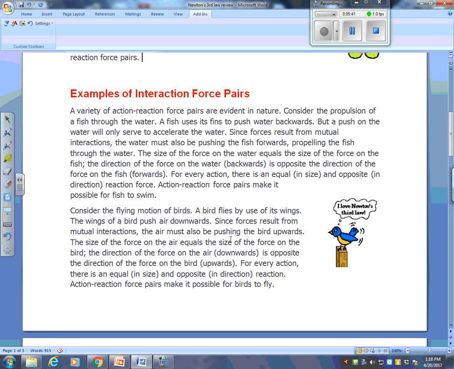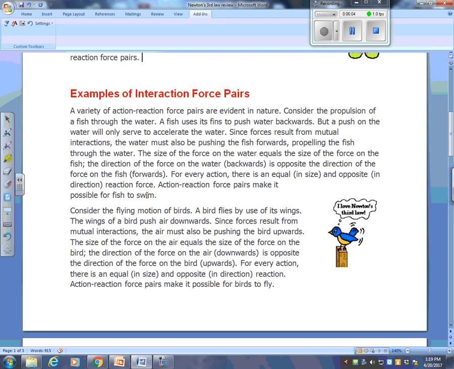I think we understand. You'd be surprised. Size of the force on the water equals the size of the force on the fish. The direction of the force on the water, backwards, is opposite the direction of the force on the fish, forwards. Again, repeating, I'm getting tired of saying it, for every action there's an equal in size and opposite in direction reaction force. Action-reaction force pairs make it possible for fish to swim.